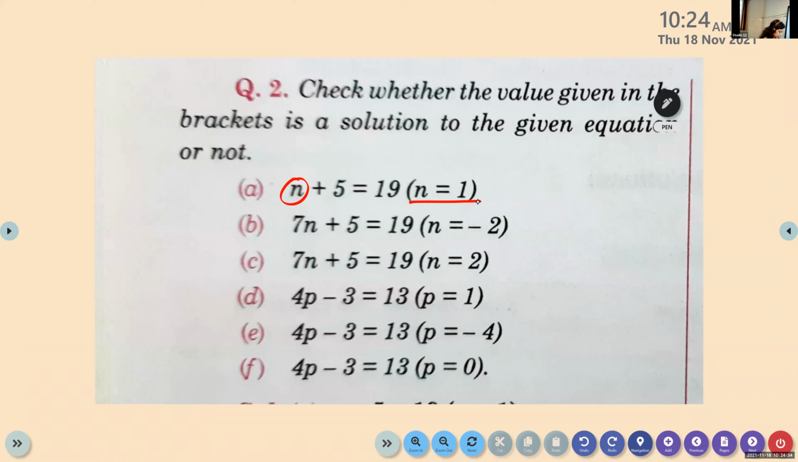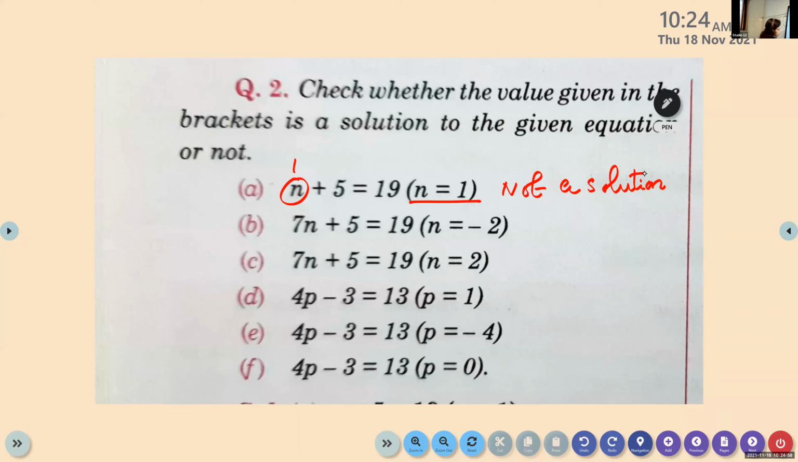Ma'am, it's not a solution. It is not a solution because if you put n is equal to 1, 1 plus 5, you should get 6, no? But the answer is 19. So, check whether the value given in the brackets, so write not a solution. Not a solution.